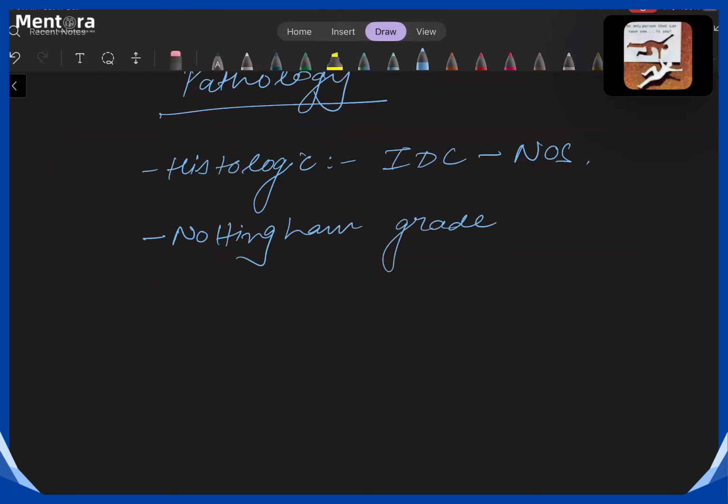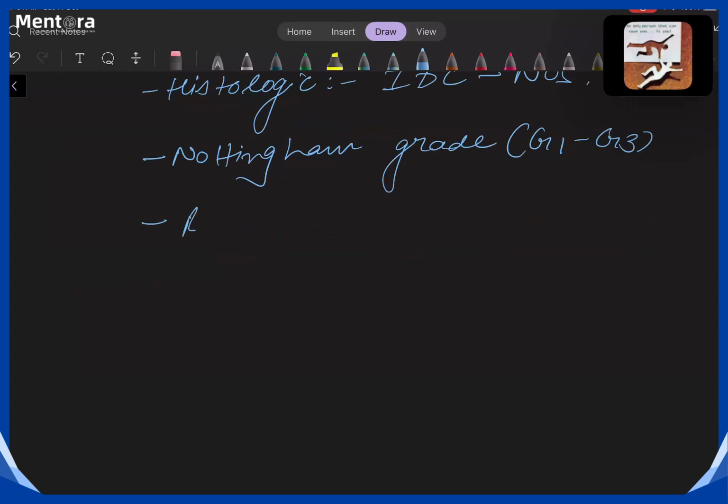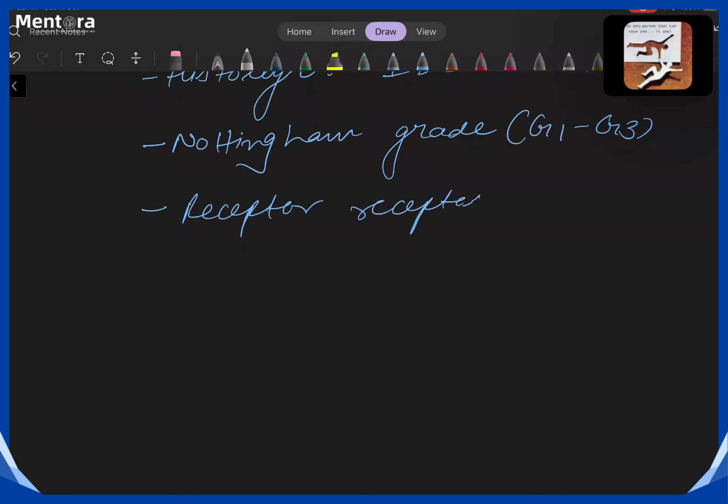See, for TNM staging of breast carcinoma, we need to have 5 things. One is the T, second is N, third is M, fourth is the G, that is the grade, and fifth would be the receptor status. So it could be grade 1 to grade 3. The third important thing would be the receptor status. In receptor status, we need to look for three things. One is ER, PR, and HER2.